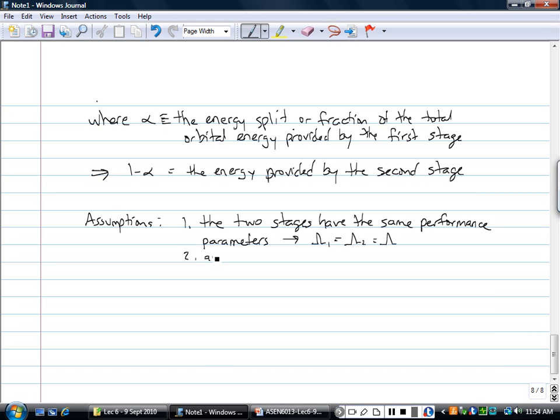This is the next one. The two stages have identical empty mass fractions, which means our empty mass fraction 1 is the same as empty mass fraction 2, which is the same as empty mass fraction. So we can get down to a gamma, which we can boil down to fewer parameters, which is the point here.